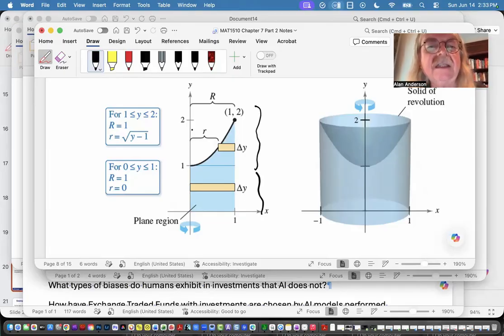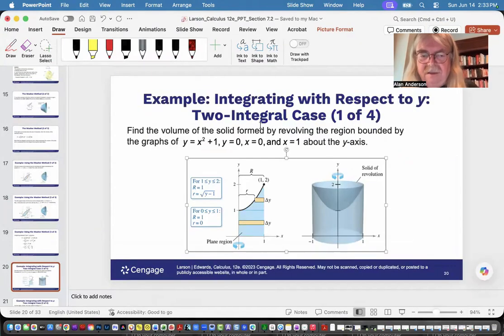But you can see that when y is 0 to 1, it's a very simple shape. In fact, it's a rectangle. And then directly above it we have a curve. And that one, we would need to use the same techniques, except from left to right. Okay.